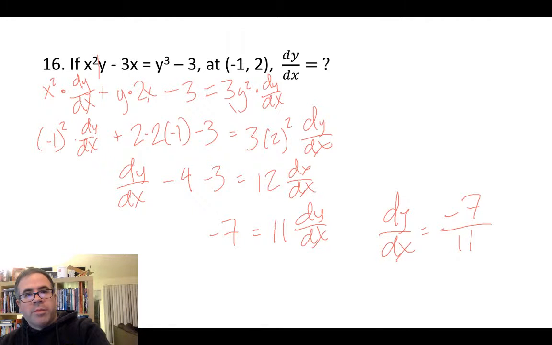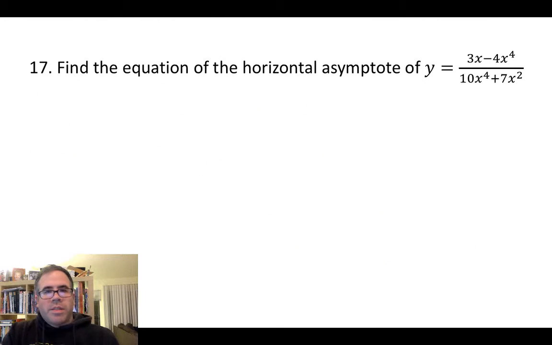Great. Moving on. Find the equation of the horizontal asymptote of y equals 3x minus 4x to the fourth over 10x to the fourth plus 7x squared. Now, this is not a calculus problem. If we really wanted to, we could approach this as a limit problem. If it makes more sense in your mind, you're trying to find what the limit of y is as x increases without bound. But that's really not necessary here.